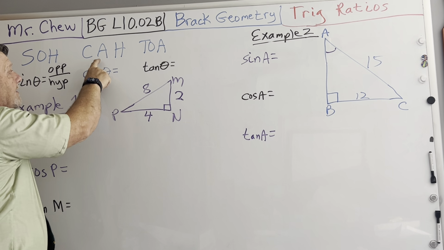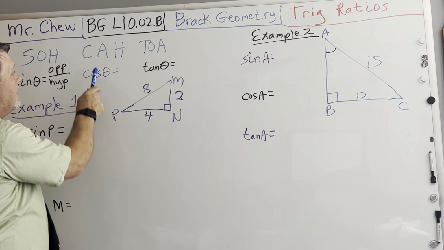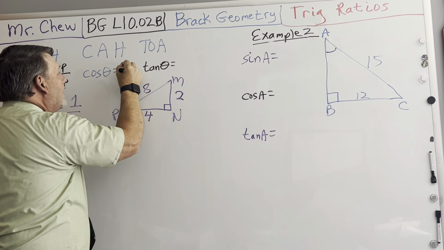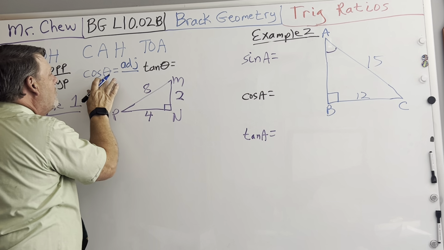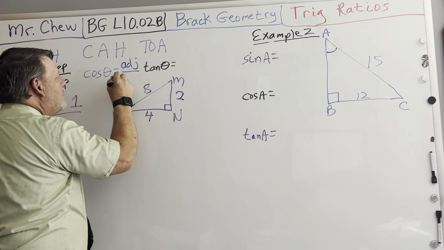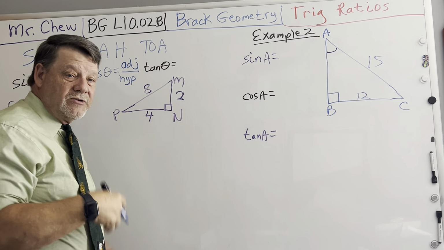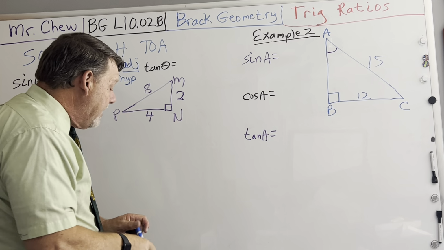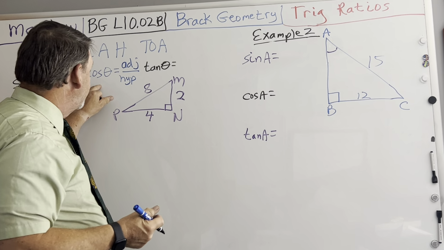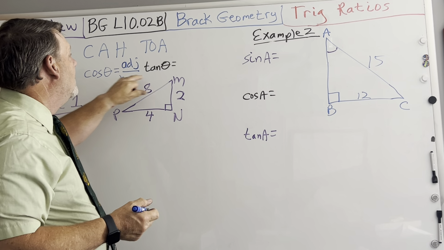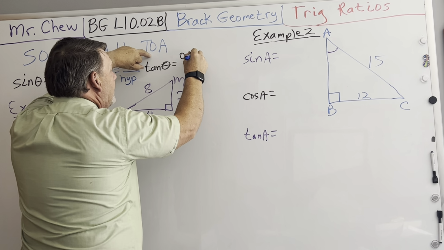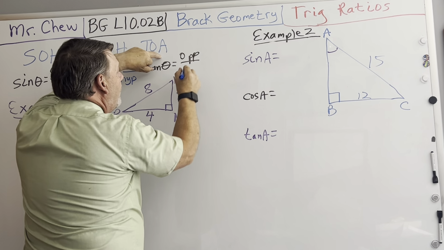For cosine, that was CAH. The A is adjacent, the H is hypotenuse. So if I take the length of the side adjacent to my acute angle theta, it's just a variable, over the H, which is hypotenuse, I will get a fraction or a decimal that ends up equaling the cosine of that angle. Then for tangent, that's TOA. The O is still that side opposite over the adjacent.